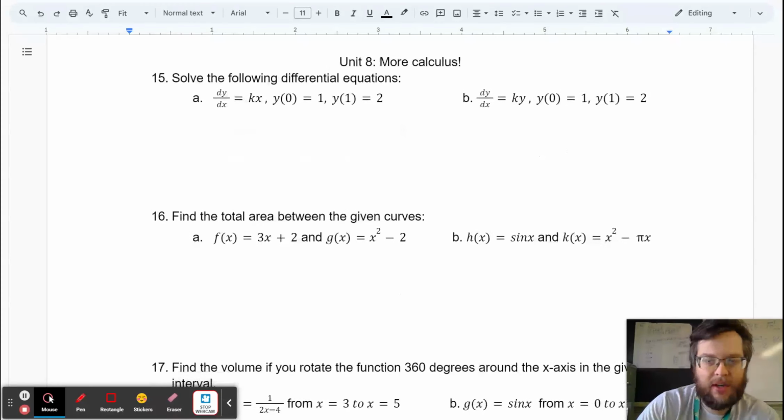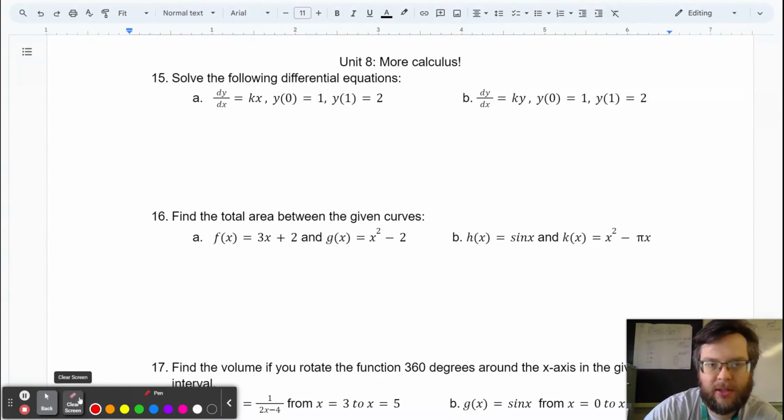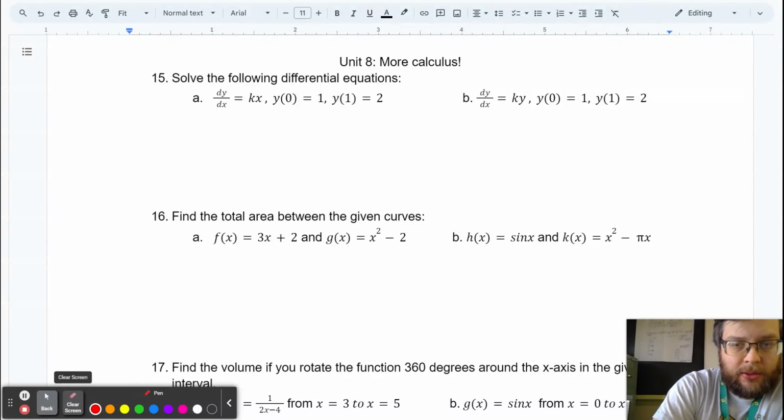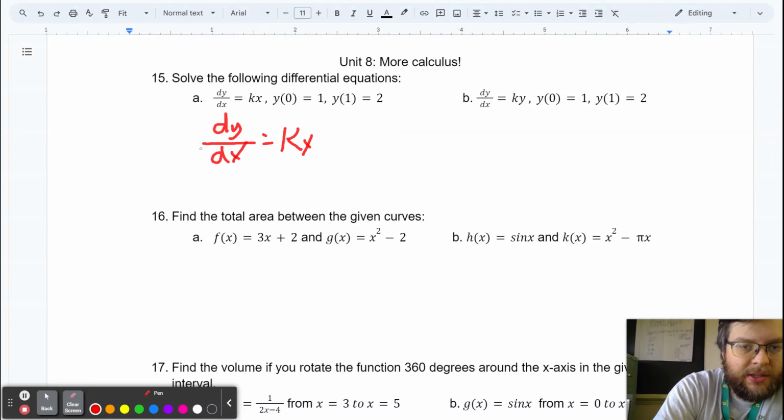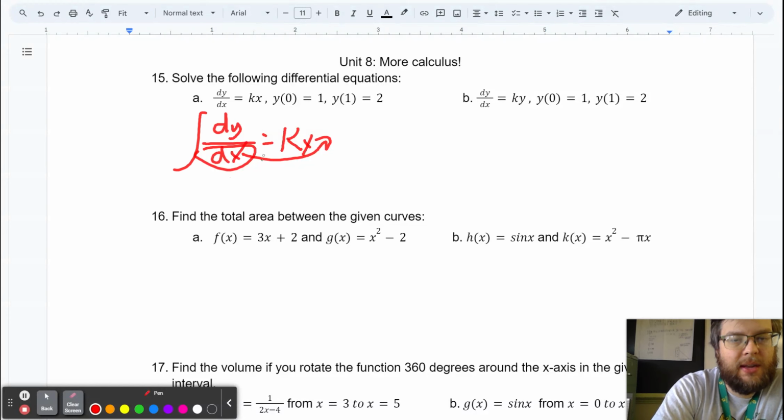All right, everybody, we're on our last unit here, Unit 8. So let's see what we got. We've got more calculus. So some differential equations. So this first one here is separable because I can just multiply by dx and then integrate both sides.